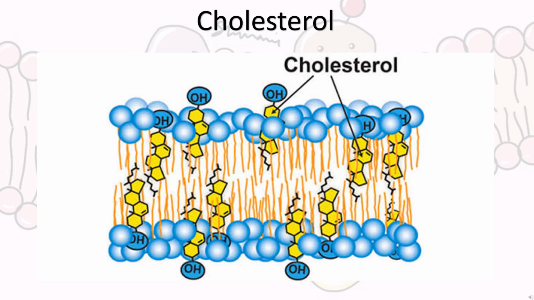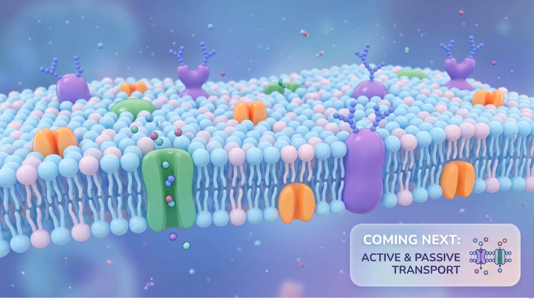Apart from fluidity, cholesterol also plays a role in the formation of lipid rafts serving as platforms for various cellular processes, including signal transduction and membrane trafficking. So that is the master blueprint. The fluid mosaic model proves that the cell membrane isn't just a static wall, it's a dynamic, self-healing ocean of lipids and proteins that keeps the cell alive. But this is just where the story begins.